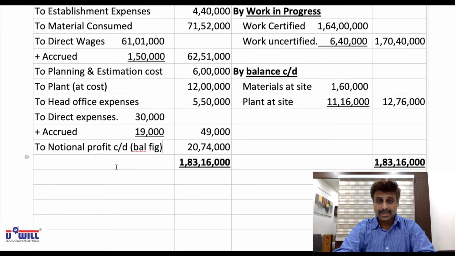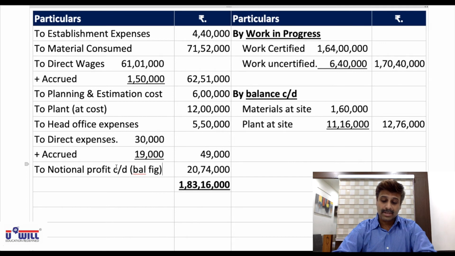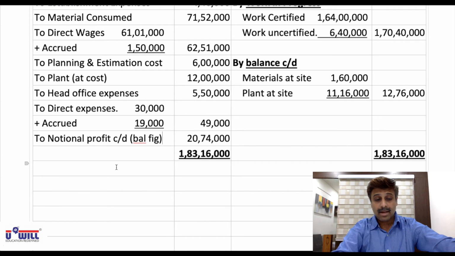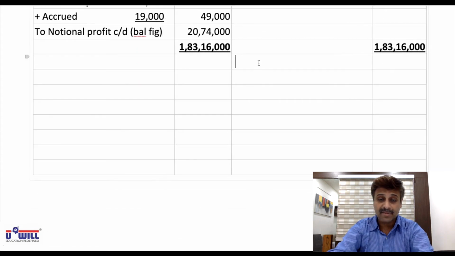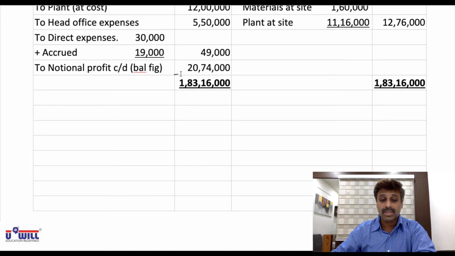1,83,16,000 minus 4,40,000 minus 71,52,000 minus 62,51,000 minus 6 lakhs minus 12 lakhs minus 5,50,000 minus 49,000. So you all must get this 20,74,000. Now this notional profit we discussed in the first lecture, will take it on the opposite side. So all of you write down by notional profit brought down. Okay, we'll take it on the opposite side.